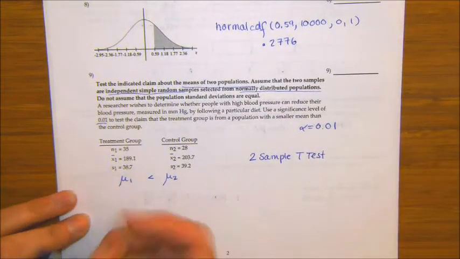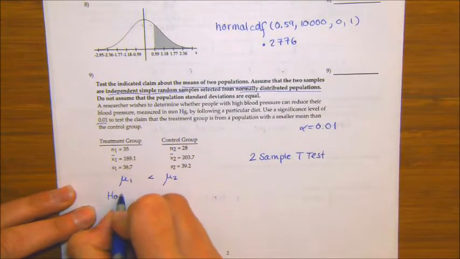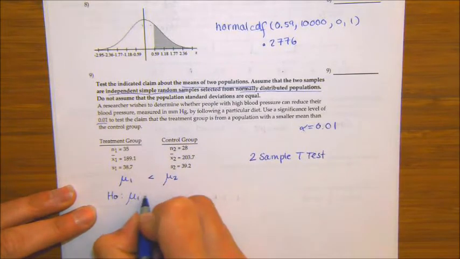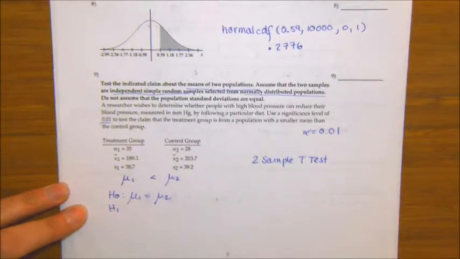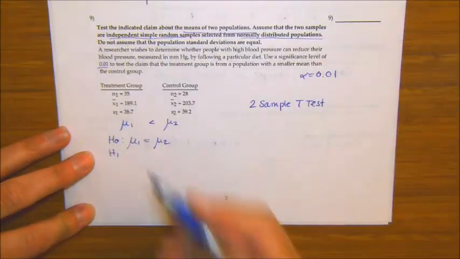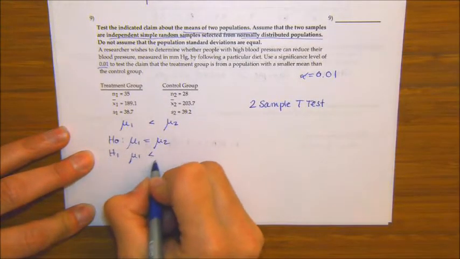Let's set up our null hypothesis. The null hypothesis is that our two means are the same. Our alternate hypothesis is that mu1 is less than mu2. This is our claim.